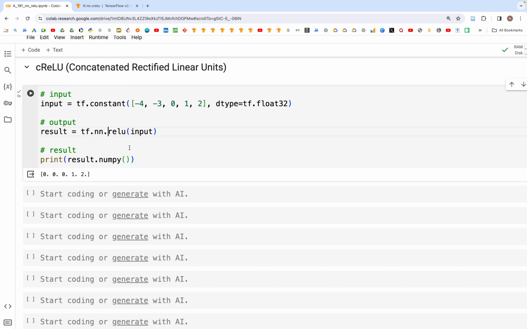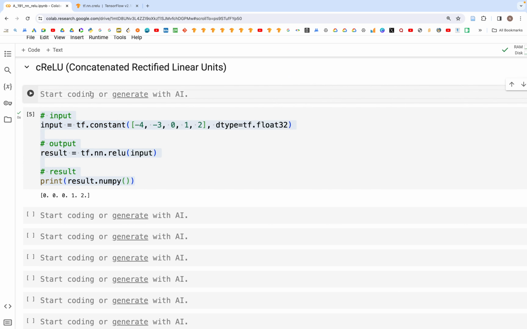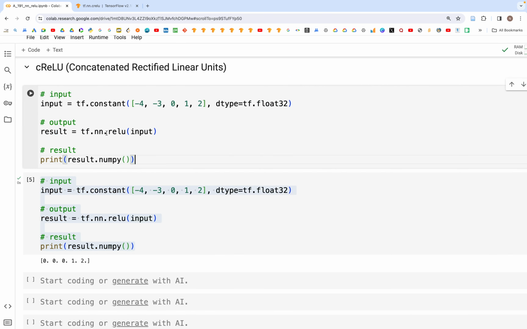would get is this, where all the negative values are now converted to zeros. We have 0, 0, and then the rest of the values stay as they are. In case of concatenated ReLU, what we get is the output for both positive and negative values.